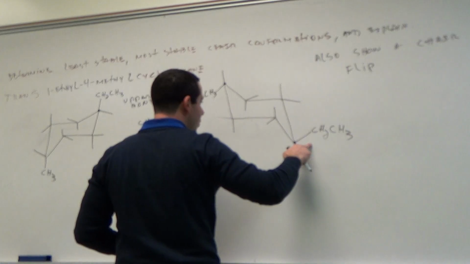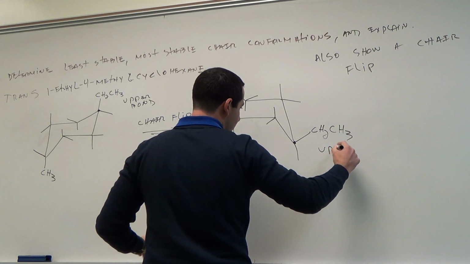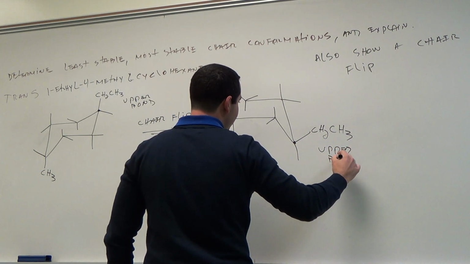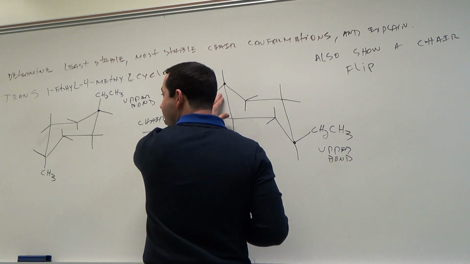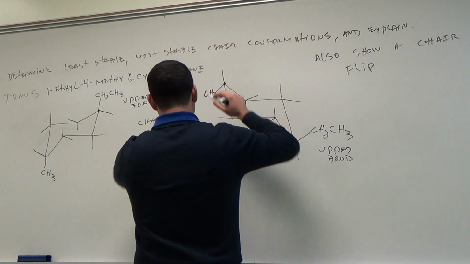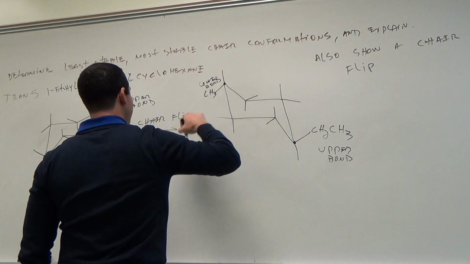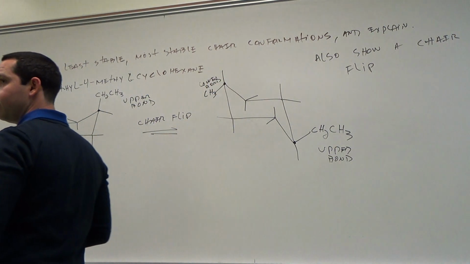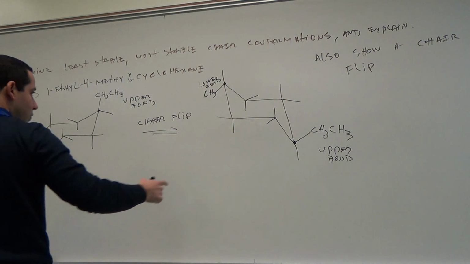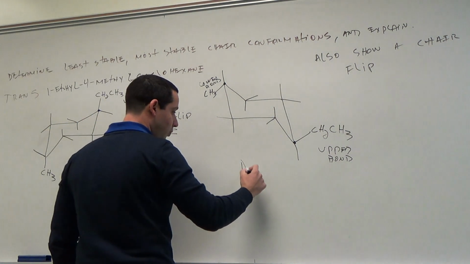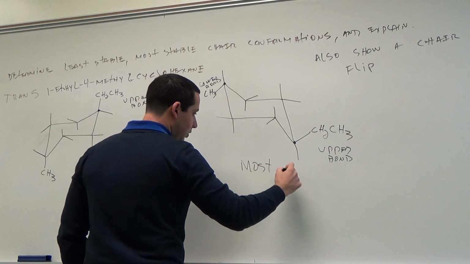This is upper bond or lower bond? This is the upper bond. And if it is the upper bond, then this needs to be what in order to be trans? Lower. And lower bond. So this is what we have, upper bond, lower bond. This is trans. Which one is more stable? The second one. The second one is more stable, so you are going to write on the test when I ask you, most stable.